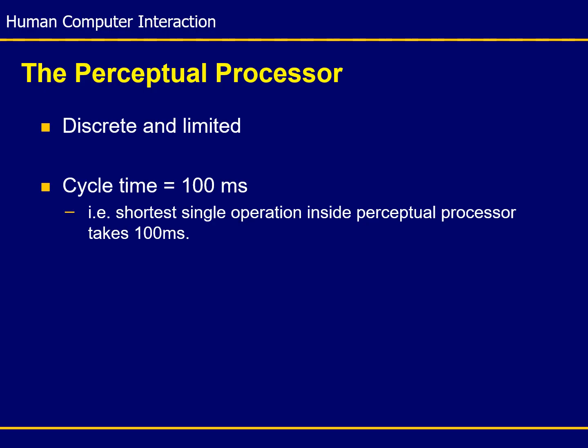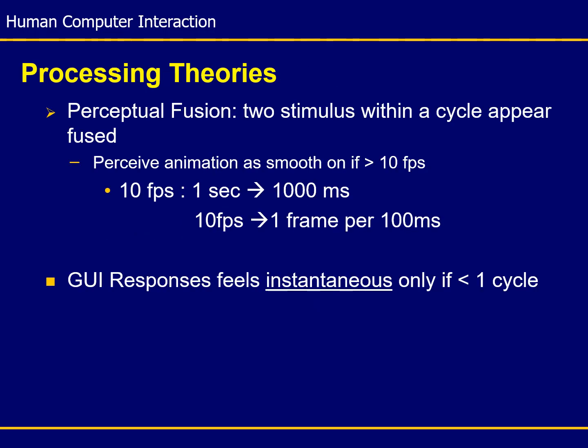The cycle time is 100 milliseconds, which means you cannot perceive something independently in less than 100 milliseconds. Okay? This is the shortest time you could do anything. You cannot do anything shorter than that. Or let me be more specific, you cannot perceive anything in shorter time than that. Now, based on this 100 milliseconds, there are a number of actually important findings or perceptual theories.